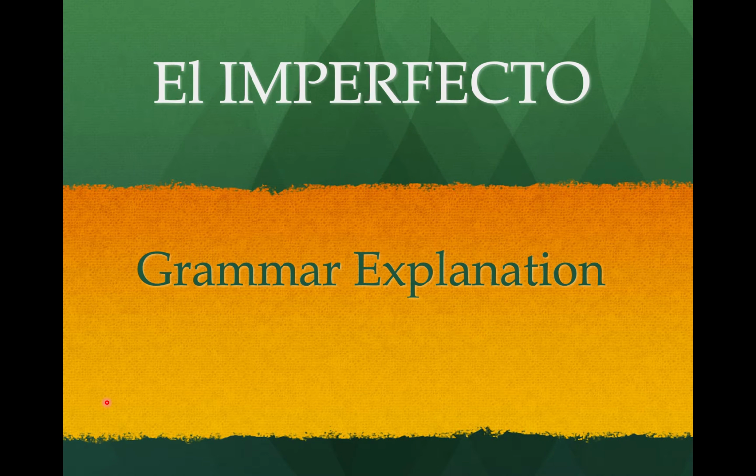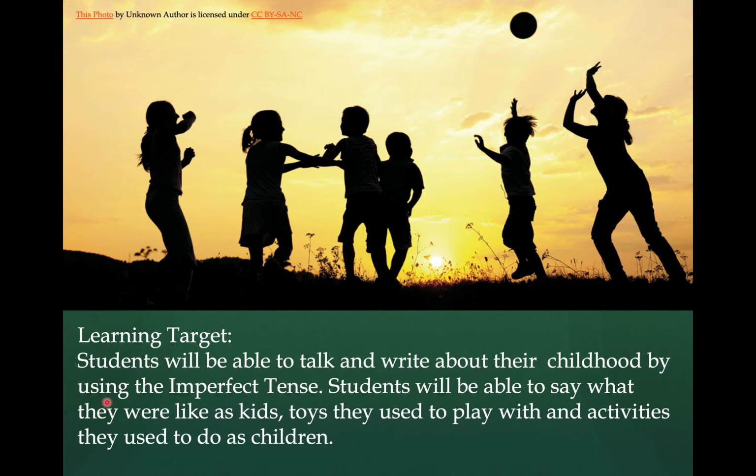Hi, today we are going to learn about the imperfect tense, el imperfecto. We are in chapter 4.8 and our learning target is to be able to talk and write about their childhood by using the imperfect tense. Students will be able to say what they were like as kids, toys they used to play with, and activities they used to do as children.